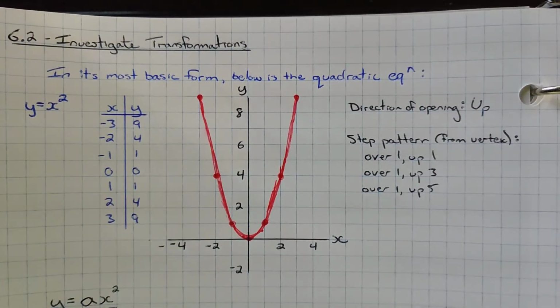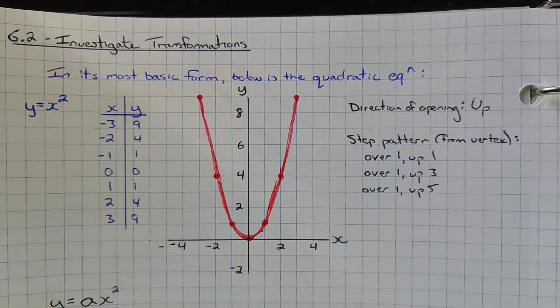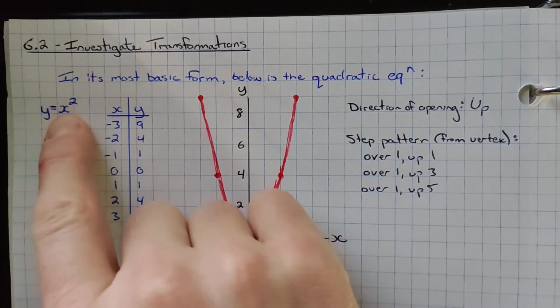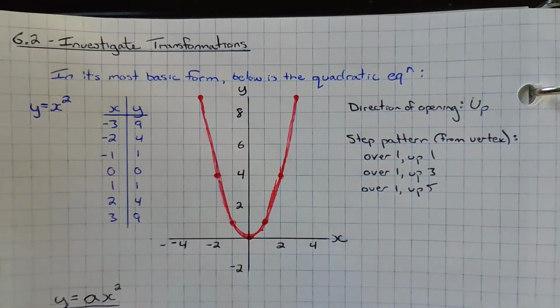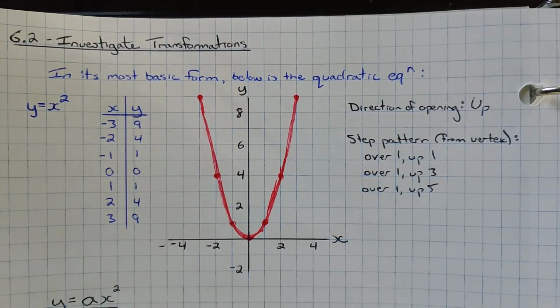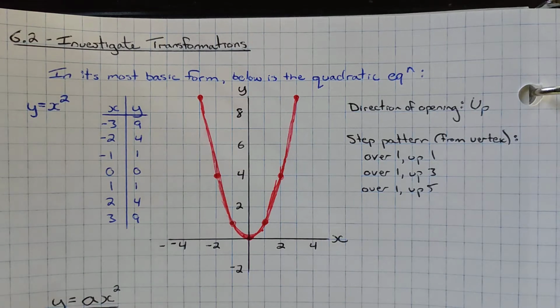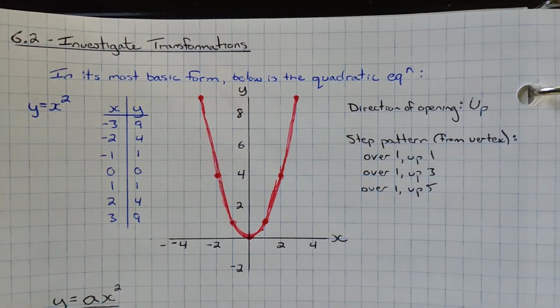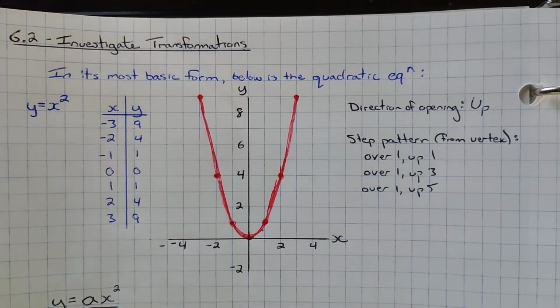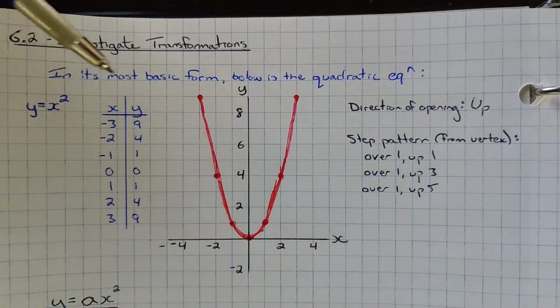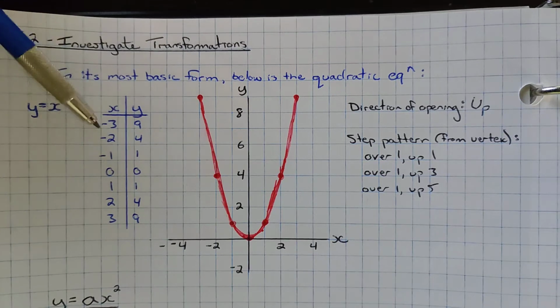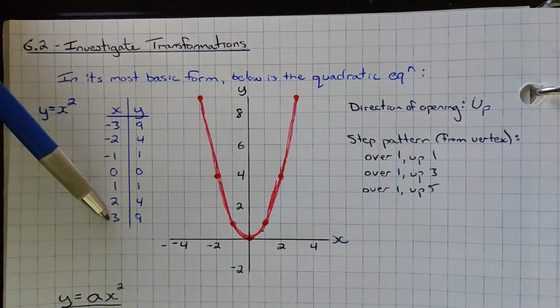In its most general form, the quadratic equation is simply y equals x squared. So that is our basic standard quadratic equation that we use as a reference whenever we're talking about it. Your standard linear equation would be y equals x. In terms of quadratics, it's y equals x squared. Here's a table of values for y equals x squared, where I've selected x from -3 to +3.